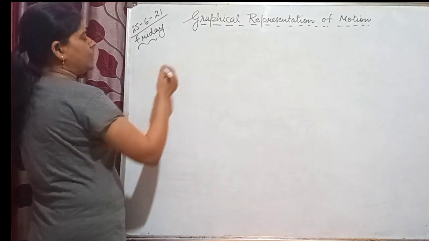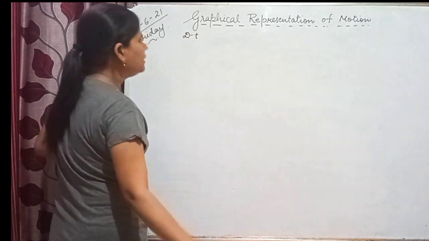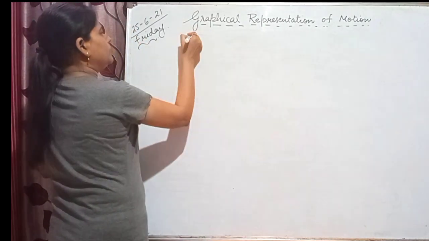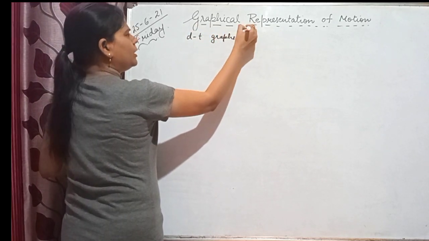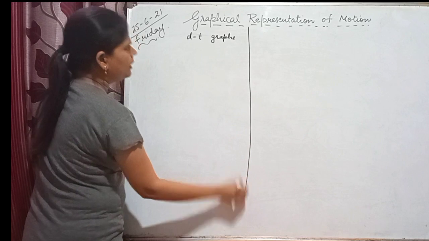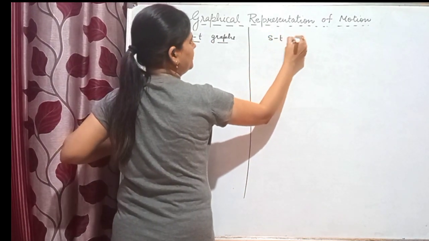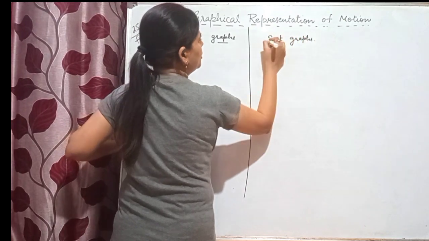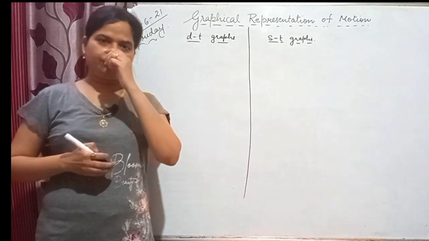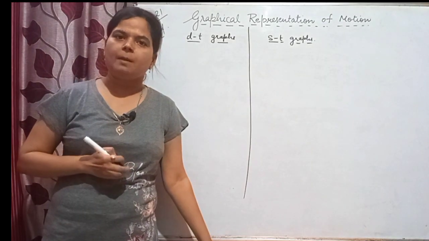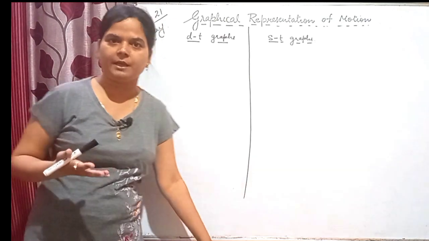So here I shall be drawing a distance time graph. First of all, let us talk about the distance time graph, and here I will be drawing speed time graphs. I shall be drawing graphs looking similar to each other, but they will have a different meaning, correct?